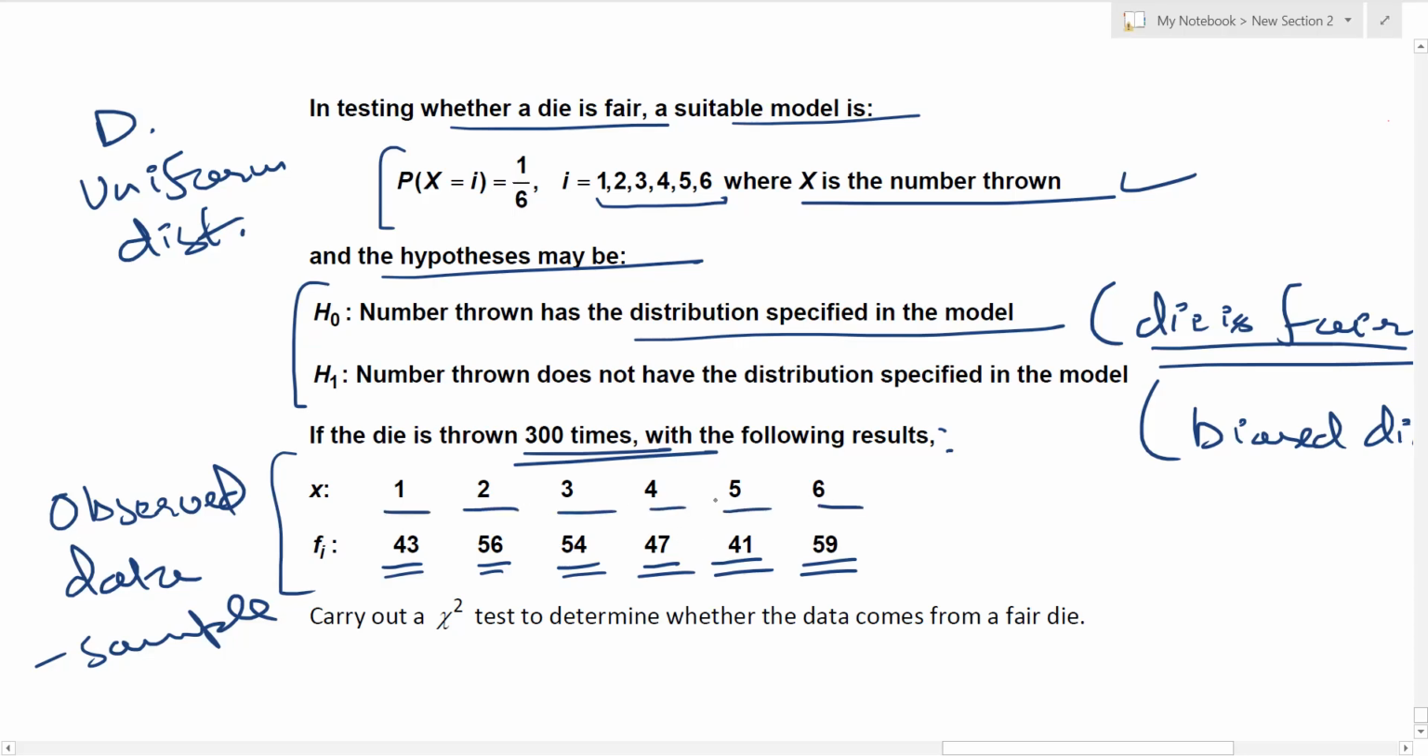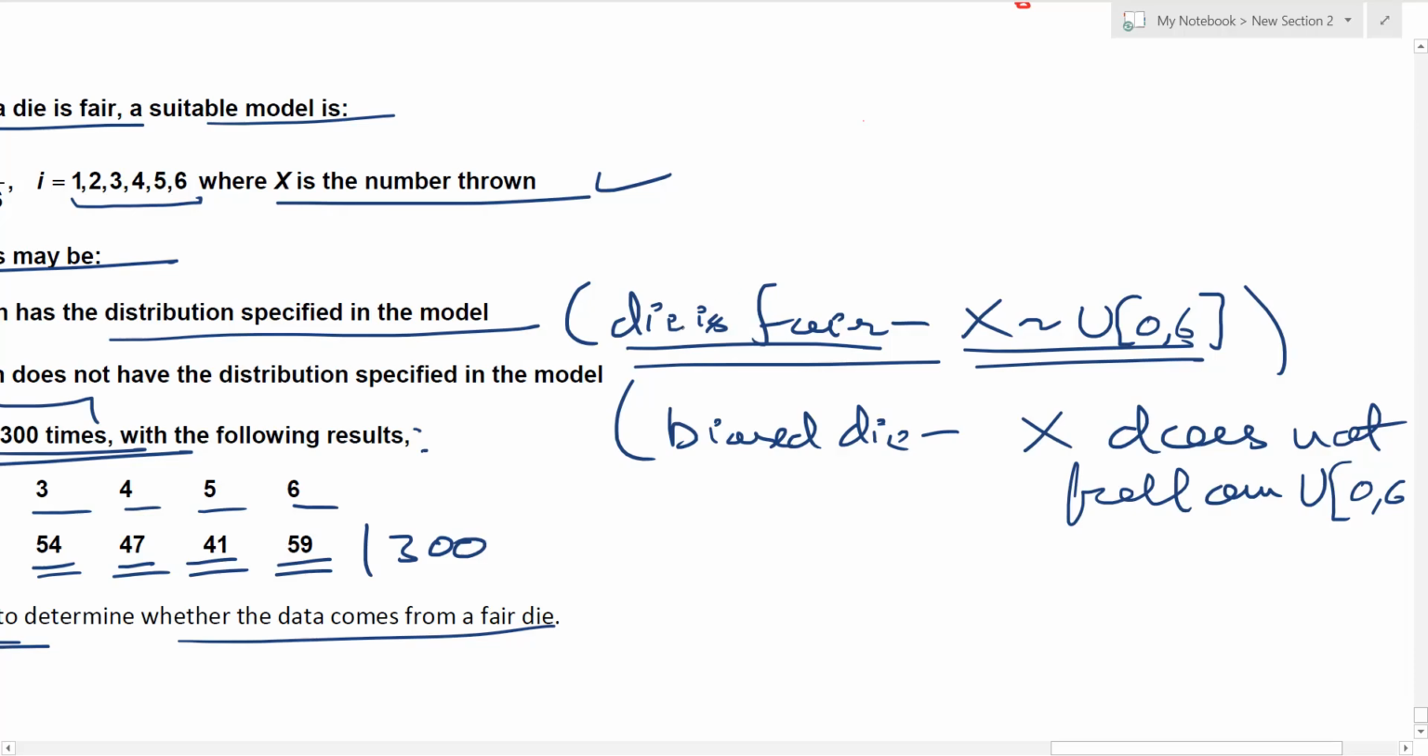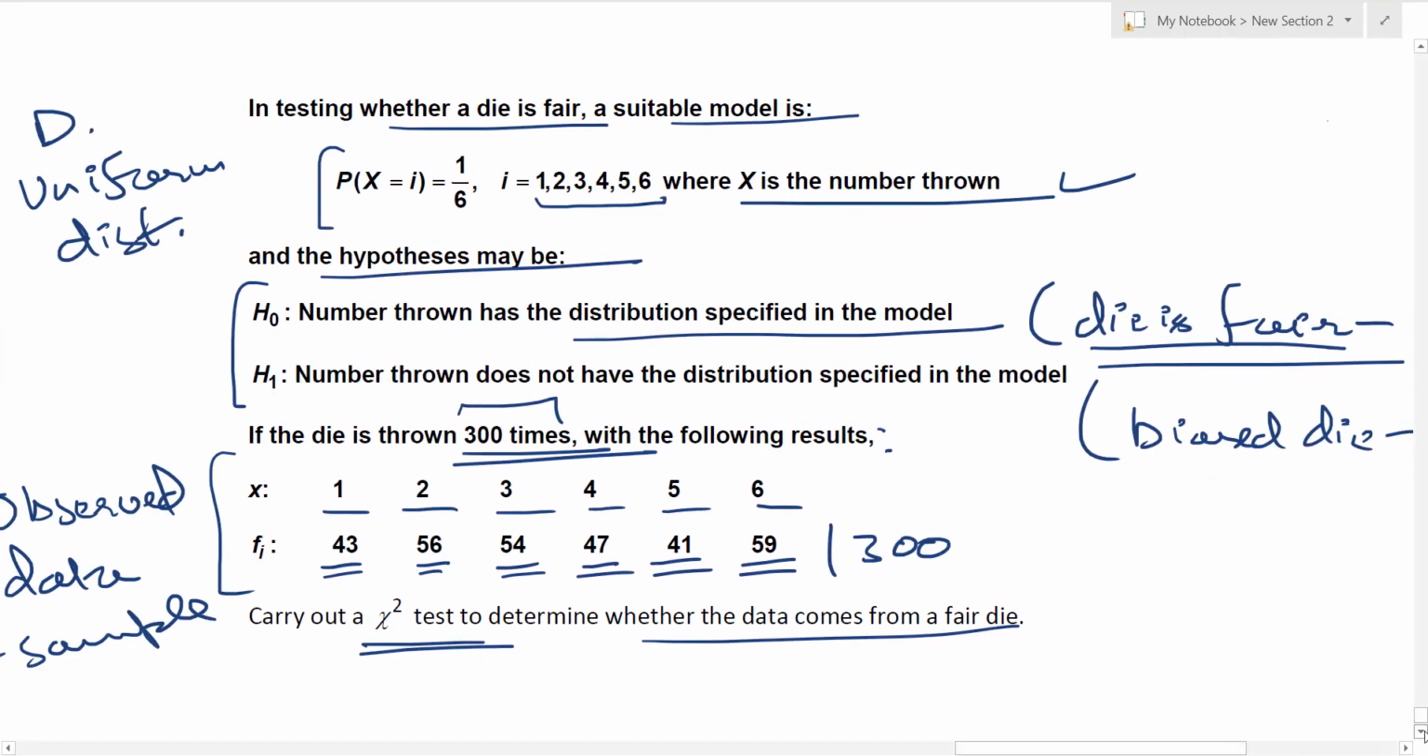So you rolled the die 300 times, and this is the data set you observed. If you add them up, it is 300 throws in total. So 1 comes 43 times, 2 comes 56 times, 3 comes 54 times, and so on. Carry out a chi-square test to determine whether the data comes from a fair die. So we have to check whether the die is fair. That is my null hypothesis. Okay, so that is how it works.